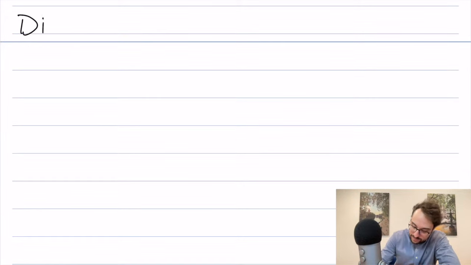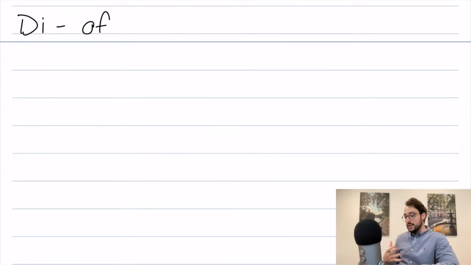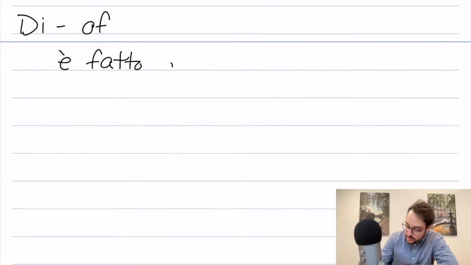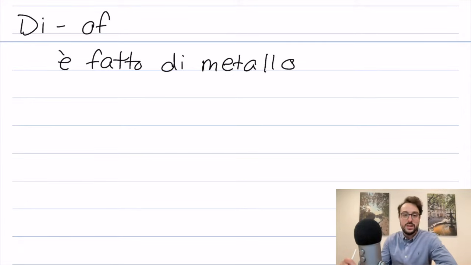Let's now talk about di. Di, generally speaking, means of. Now, of is also used for possession, or what something is made of. So if I said, for example, è fatto di metallo. It is made of metal, for example. Di is showing a sense of appartenenza, as we say in Italian. It's a sense of belonging. It has some kind of relation. What is it made out of? It's made out of or made of metal.